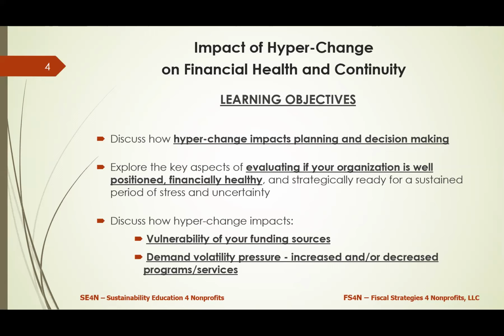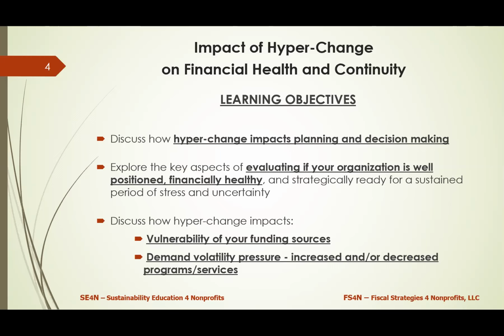Then we'll see these on the framework template when we get there towards the end. You don't need it now. We're going to talk about two variability factors. One is the vulnerability of your funding sources, and I think almost all organizations are impacted here, and I'll show you a way to think about that.